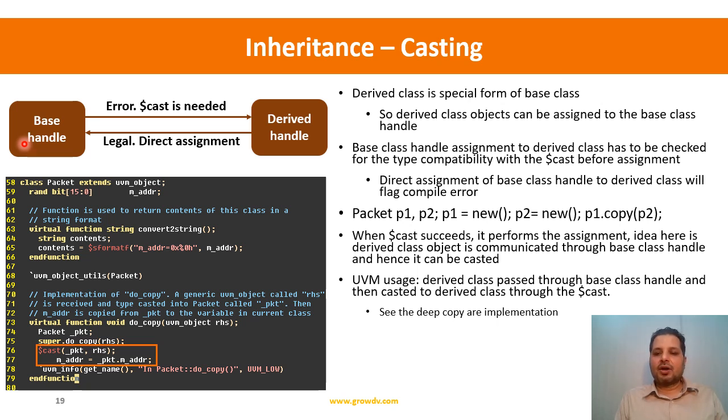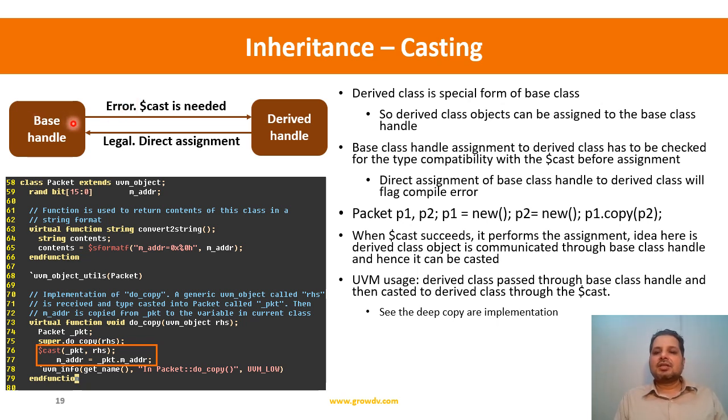So as we saw already, we can assign a derived class handle to a base class handle directly, and it's legal. But if I do it the other way around, that is, I created a base class handle and a base class object, and I assign it to a derived class handle, then it is going to result in a compile error. I'm going in this direction, it will result in a compile error. Now one question might come to your mind: why does it result in a compile error?